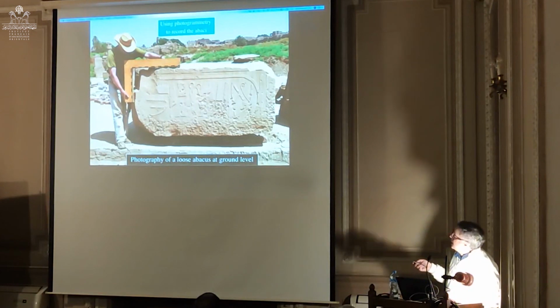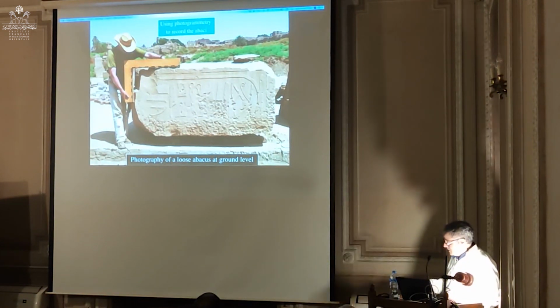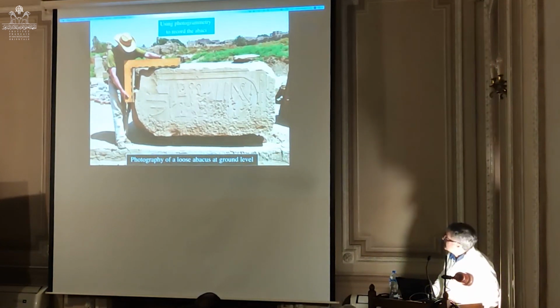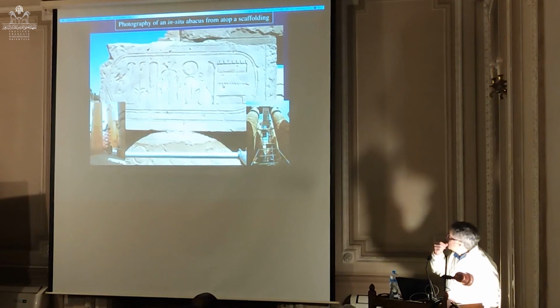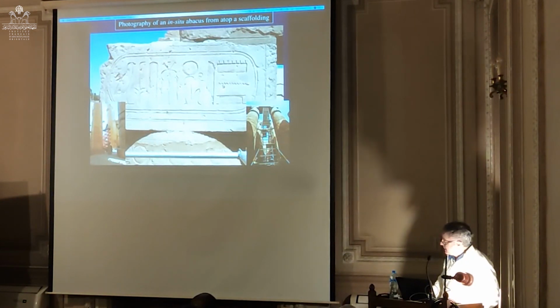In order to take pictures of these abaci, either we use abaci that lay on the ground, which is the easiest system, or we also use the scaffolding and then take pictures on top of them.